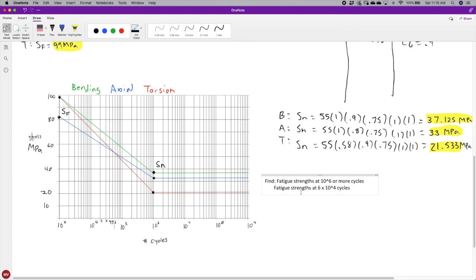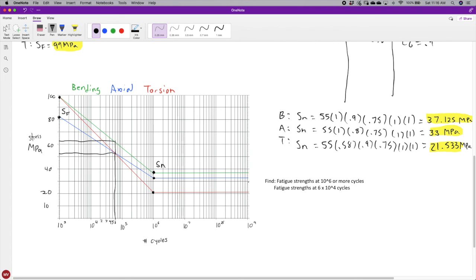Now to calculate our fatigue strength at 6 times 10 to the power 4 cycles, we need to see our graph right here. So here's our 10 to the power 4 line, then 2 times 10 to the power 4, 3, 4, 5, and 6. And what we do is we just draw a straight line from here up to these points and connect it on this side over here.